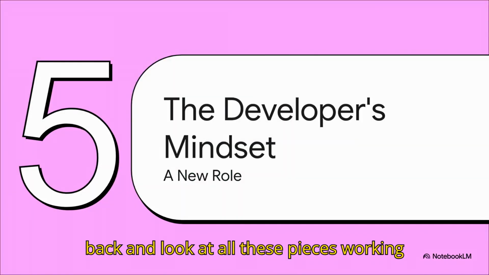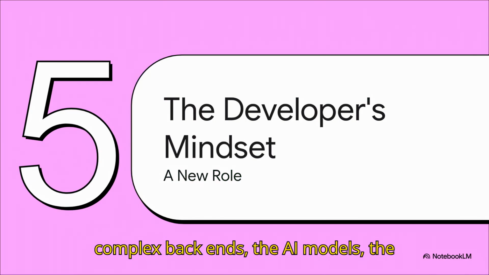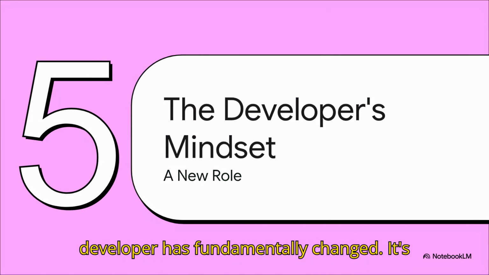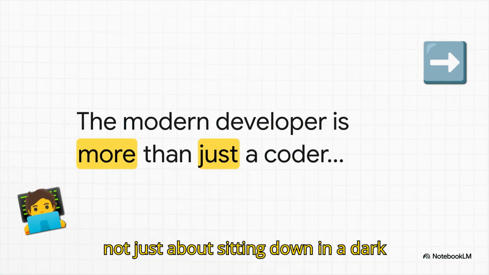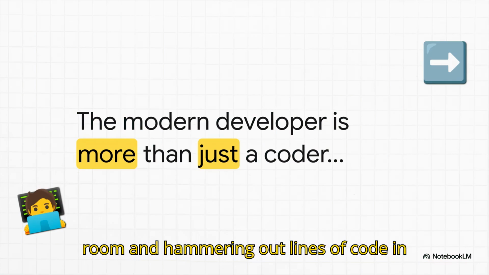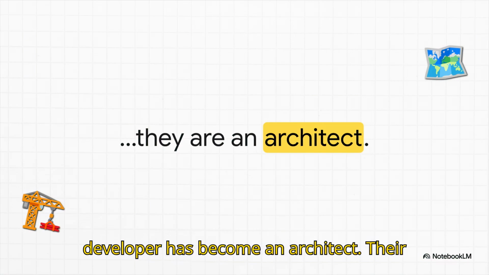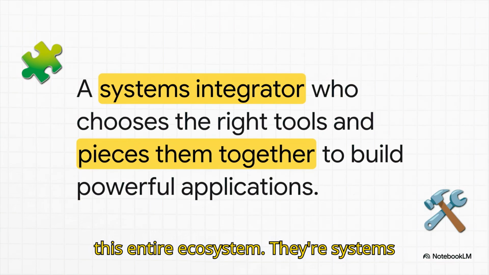So when you step back and look at all these pieces working together, these dynamic front ends, these complex back ends, the AI models, the Docker containers, it becomes pretty clear that the job of a software developer has fundamentally changed. It's not just about sitting down in a dark room and hammering out lines of code in one language anymore. No, the modern developer has become an architect. Their most important skill now is understanding this entire ecosystem.